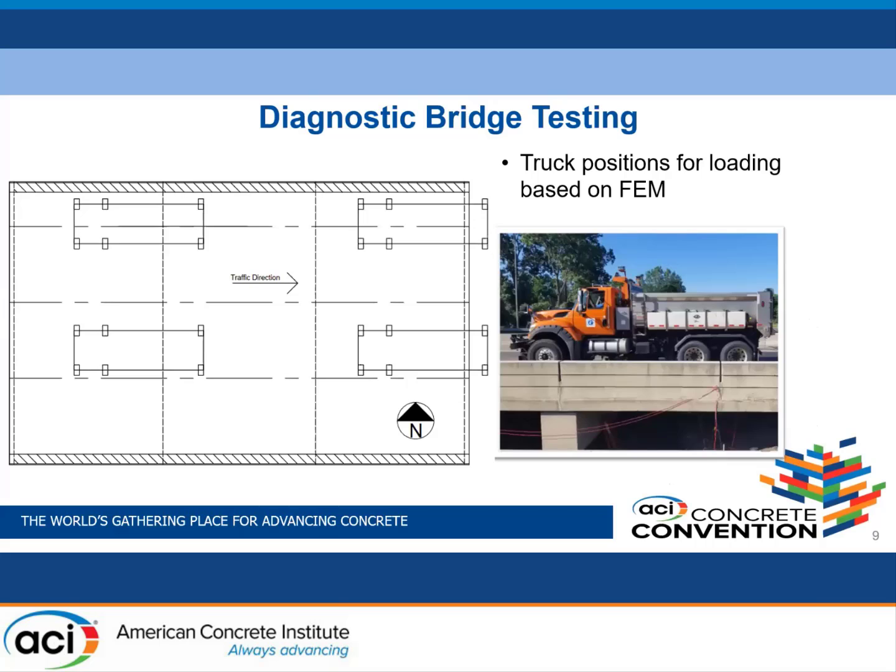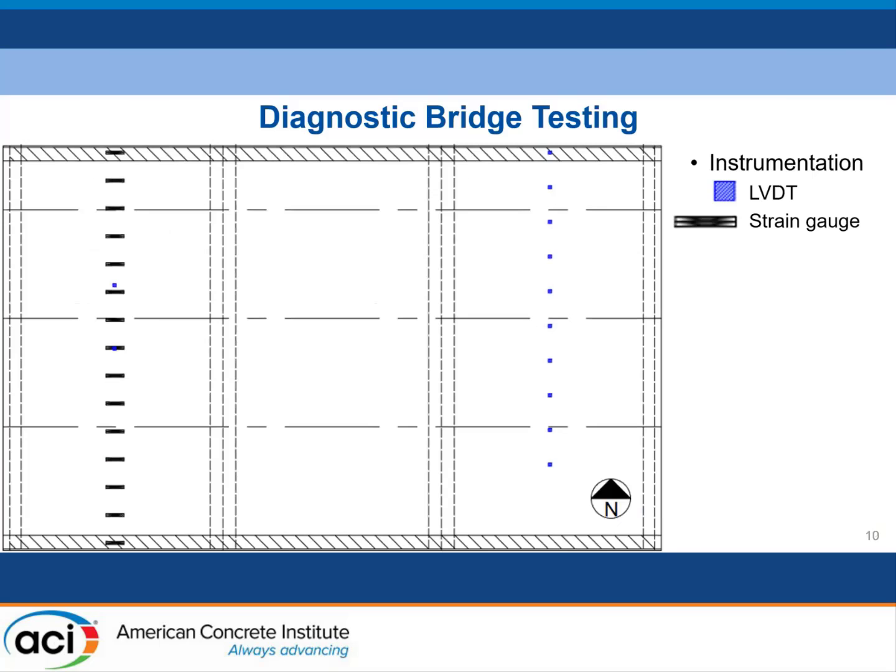So after we developed the models, we went ahead and planned out diagnostic bridge testing. We selected 4 static truck locations where we wanted to obtain results: 2 positions near the barrier in the east and west spans of the bridge, and then 2 positions at the center of the bridge in each of the east and west spans. And we collected displacement and strain data from all of these locations.